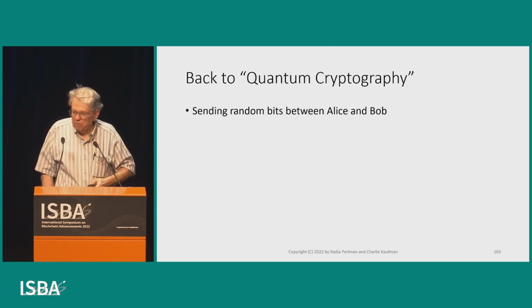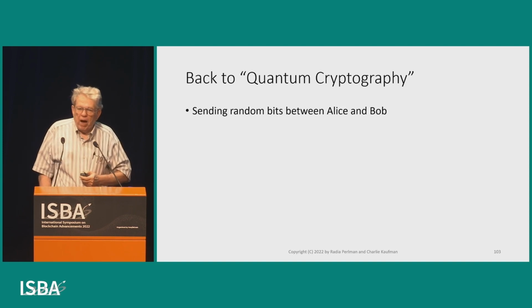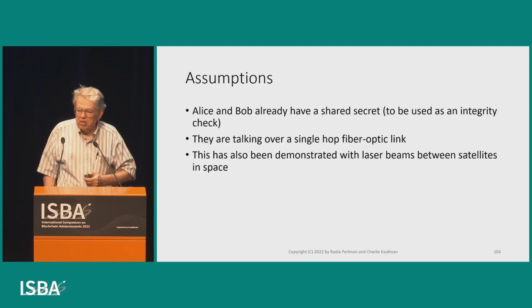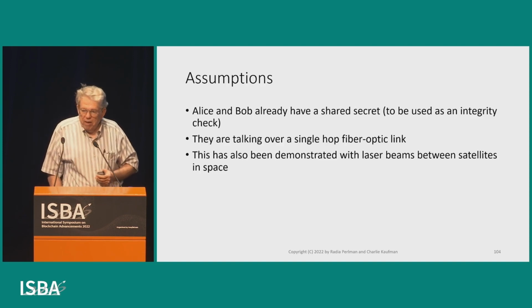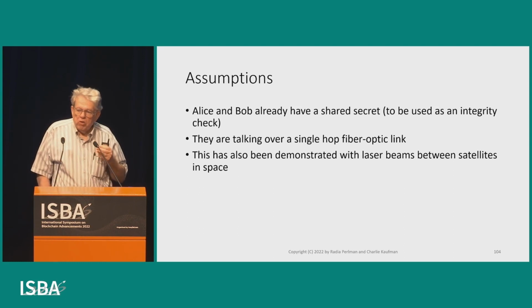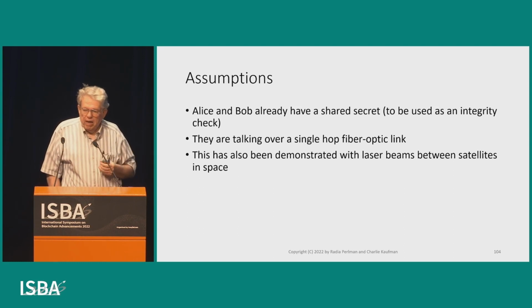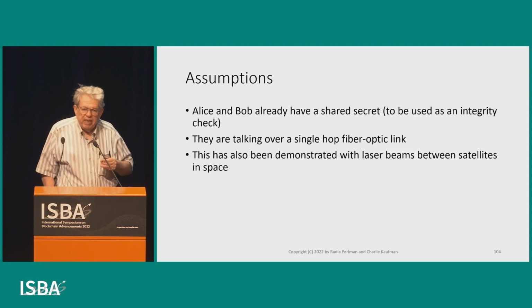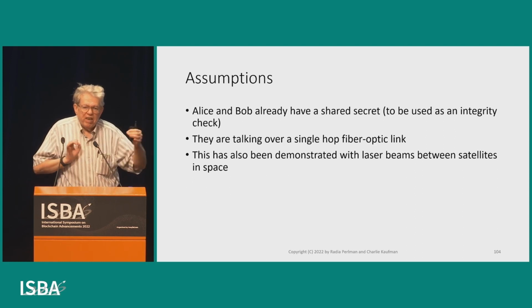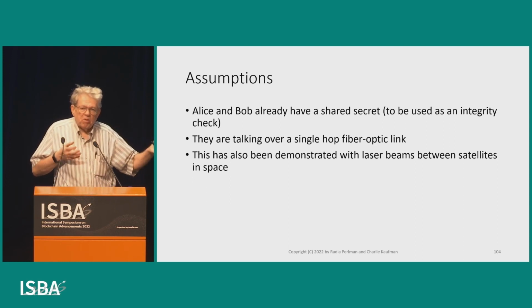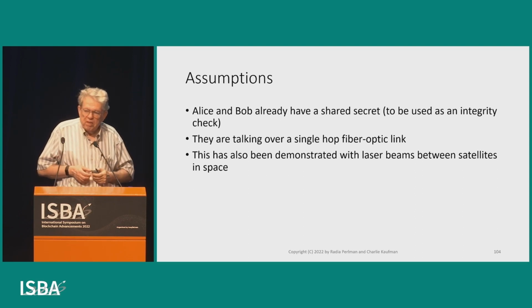Right, so quantum cryptography. How do we send random bits from Alice to Bob? Well, they have to be able to do some sort of integrity check, because they need to be able to send messages to each other that anybody might be able to read, but they need to know that they're really talking to each other for purposes of that message.